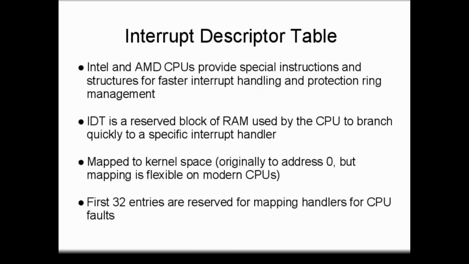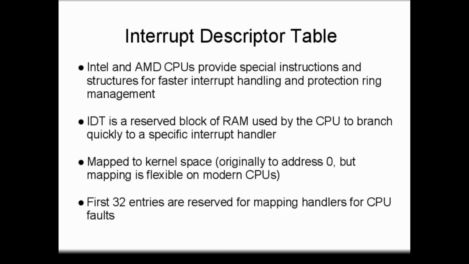On Intel-based systems, we have something called the interrupt descriptor table. The IDT provides special instructions and data structures that are actually managed by the CPU itself so that interrupt handling can be as fast as possible and protection rings can be changed automatically. The IDT is simply a reserved block of RAM used by the CPU to jump quickly to a specific interrupt handler.